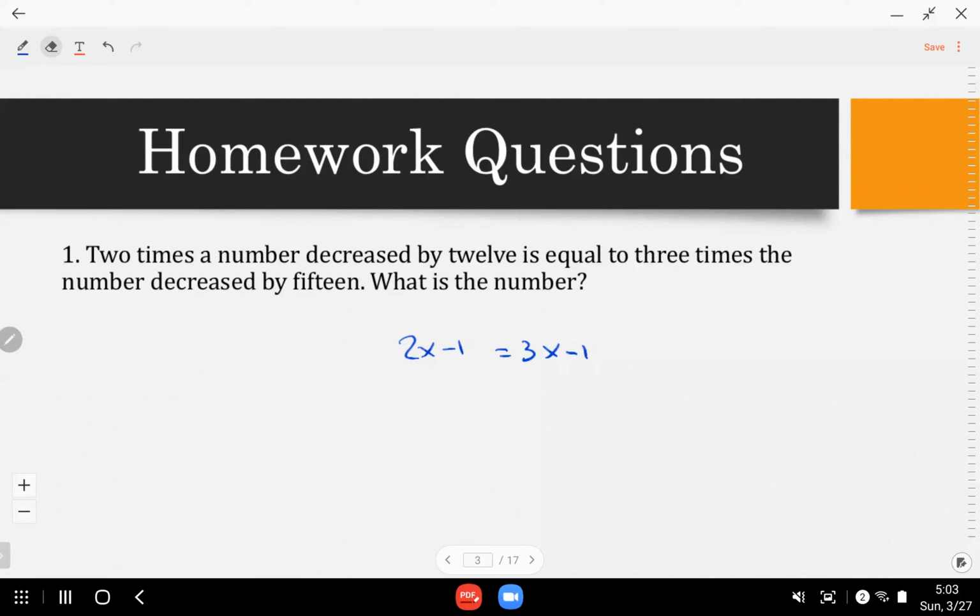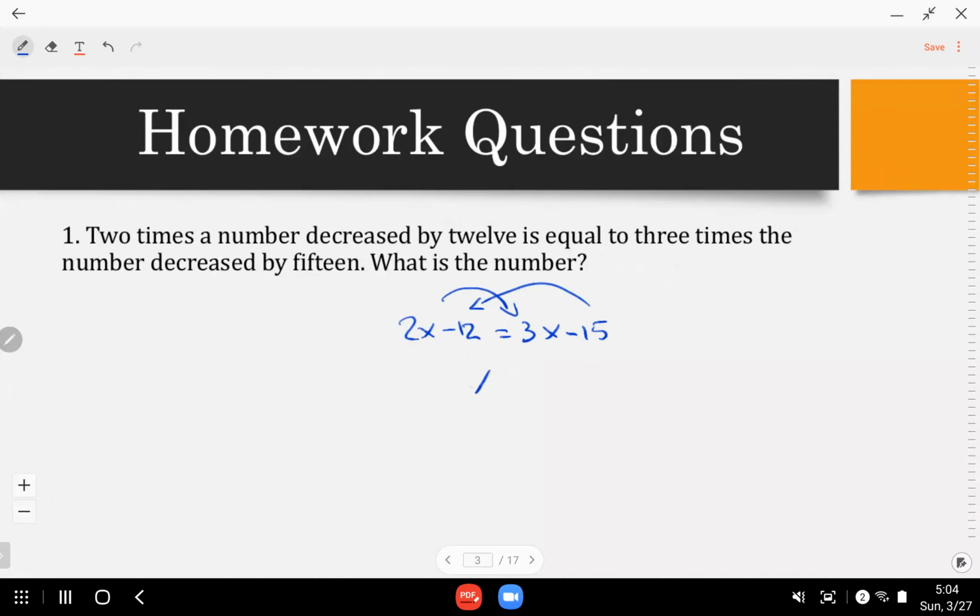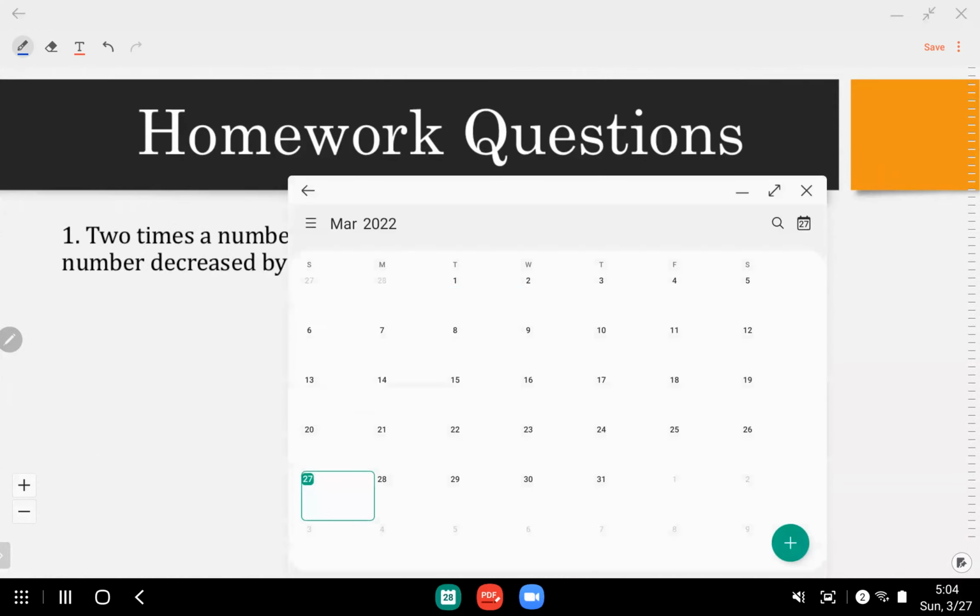What did I do? Wrong numbers, wrong numbers. Oh, that was correct. I accidentally wrote 13. So 2x minus 12 is equal to 3 times the number minus 15. Okay, so pretty easy. Just set up that equation and then solve for x. If you move this to that, and then the negative 15 to the other side, you get x is equal to 3. Okay, so the number is 3.